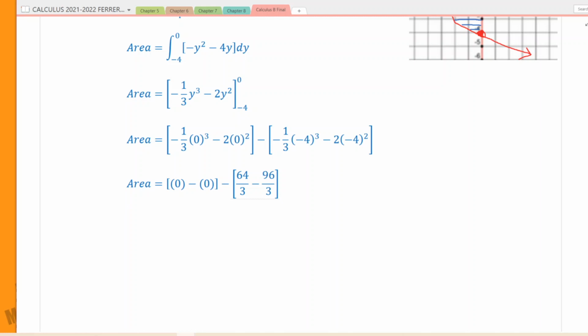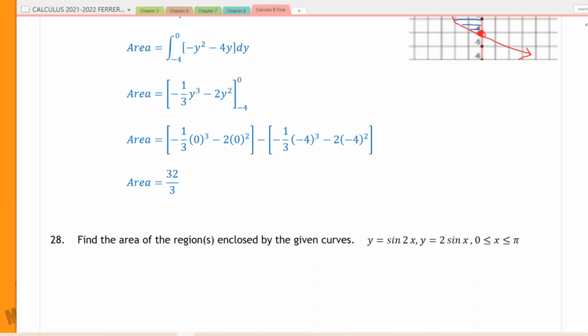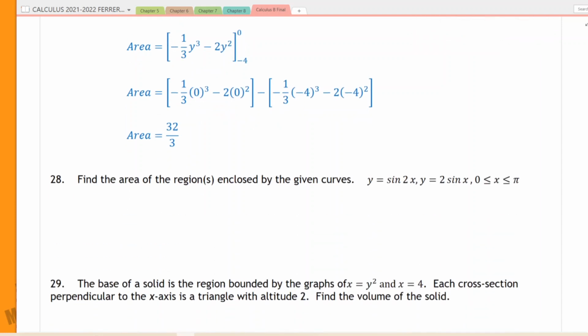Now we'll do that subtraction. 0 minus 0 is equal to 0. And then 64 thirds minus 96 thirds, that's negative 32 thirds. And then, of course, 0 minus negative 32 thirds is just 32 thirds. Okay, well, that was one of these area problems out. Let's get this next area problem.